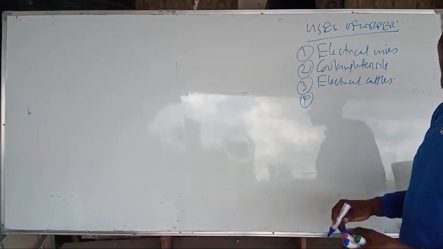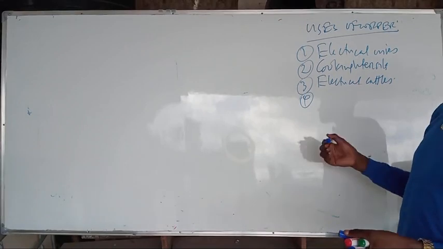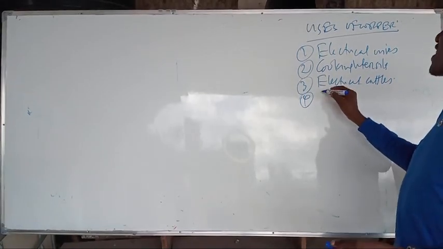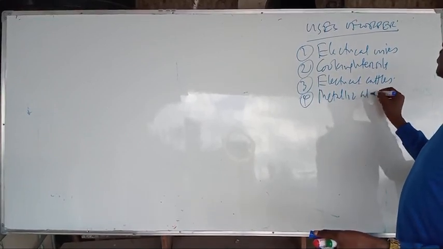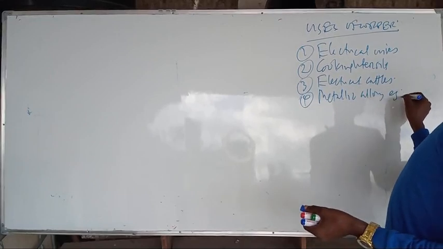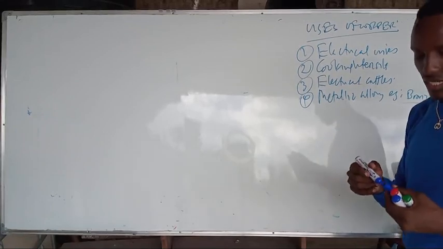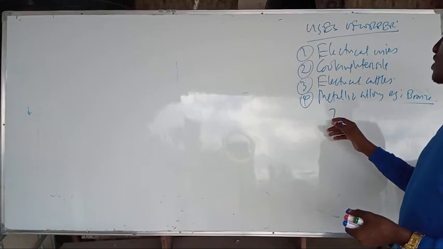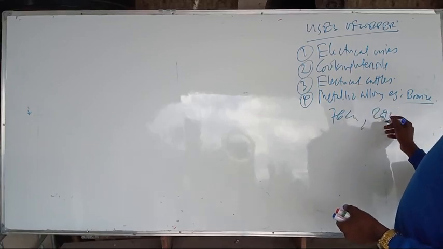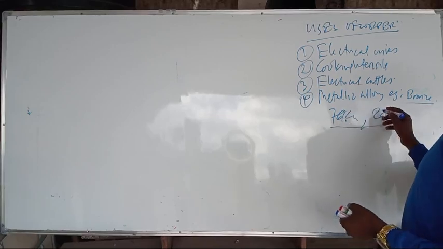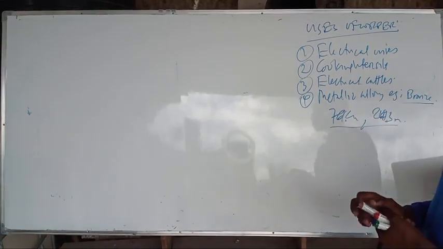Since copper is also hard, it can be used to make metallic alloys like bronze. Bronze is actually 76% copper and 24% tin. That's what we speak about regarding the usage of copper.